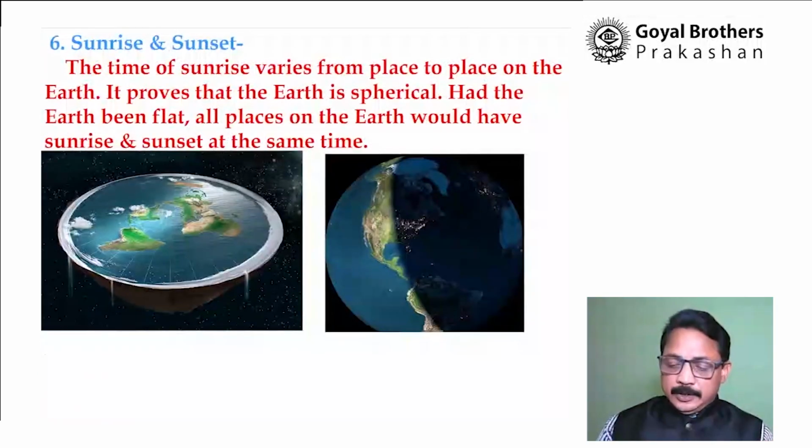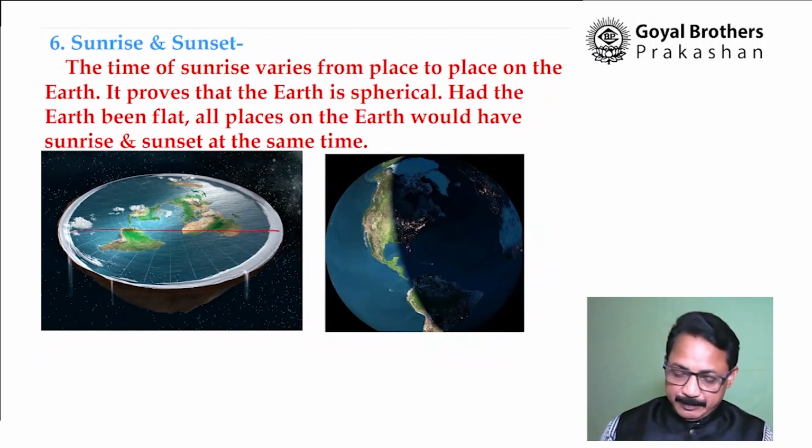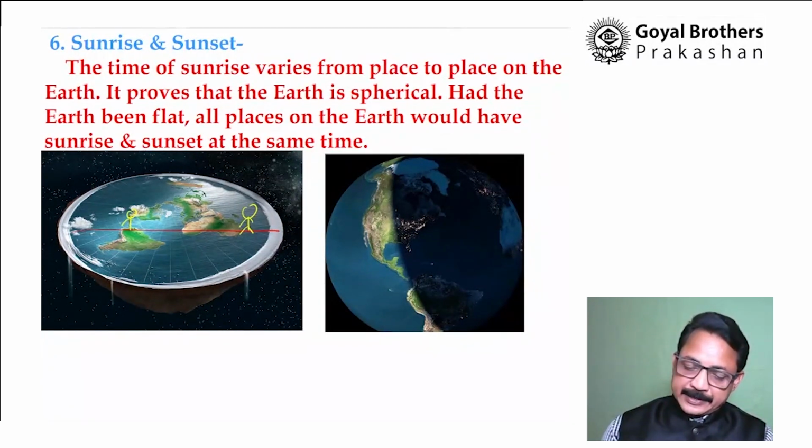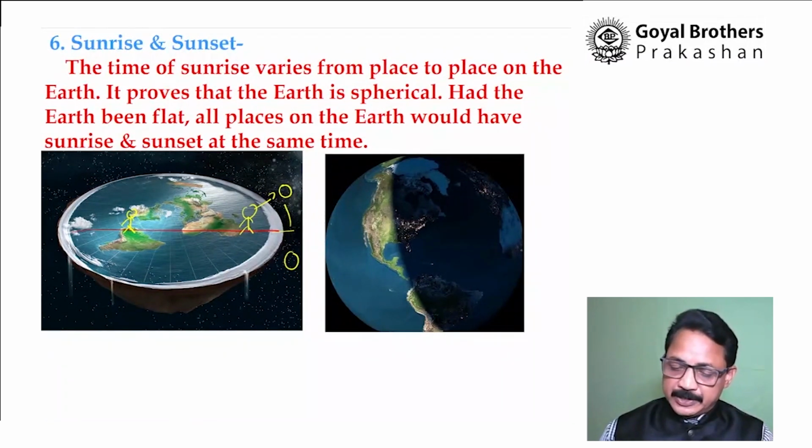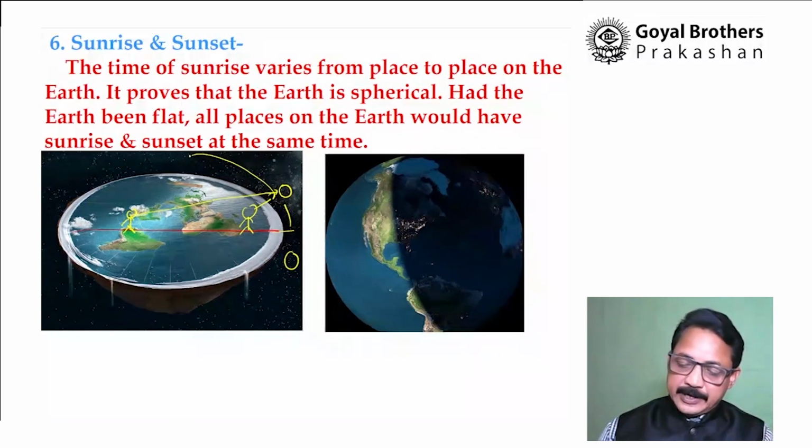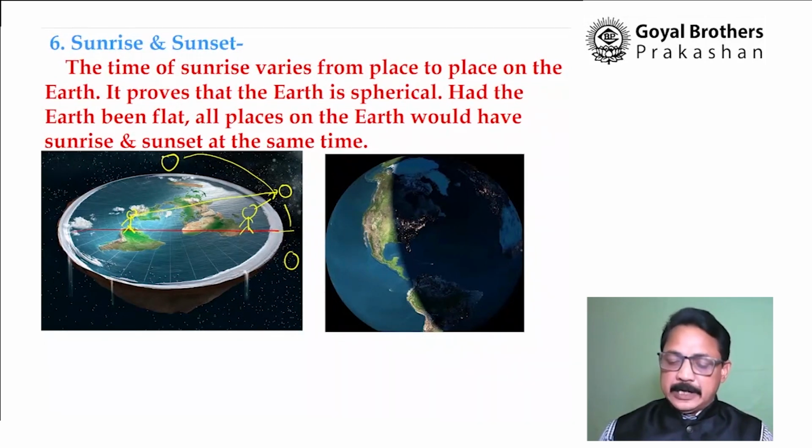Okay. Now imagine if the earth was flat like this, completely flat like this, then what would have happened? Suppose here I am standing in one country, you are standing in another country, and now if the sunrise had taken place, then for me also it would have been sunrise. For you also, it would have been sunrise. If the sun was here, then for everyone of us, there would have been afternoon.